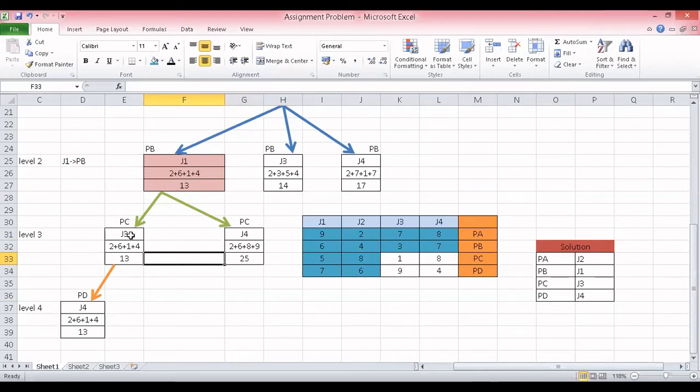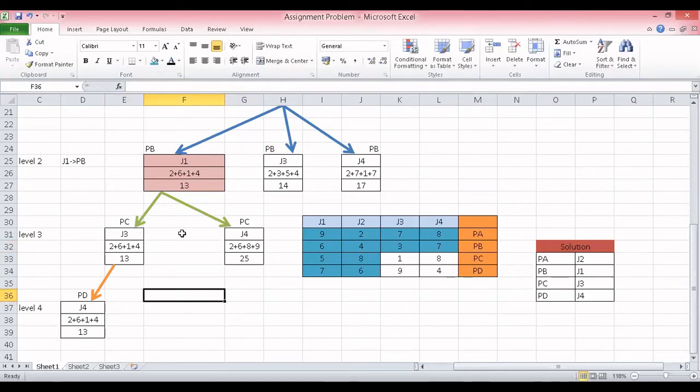When person C is assigned job 3, what is the cost? When person C is assigned job 4, what is the cost? We need to find. So this 2 plus 6 from the previous step we take as it is, plus 1. How did this 1 come?